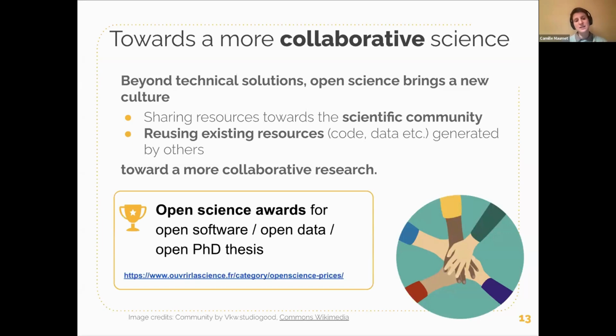To help us in that direction, there are a number of open science awards. I've put one here that is a French example, but I know there are examples worldwide. And I think this will help us into getting into more collaborative research.